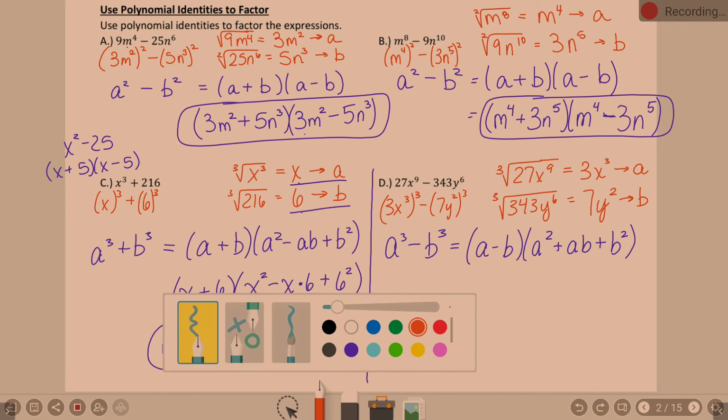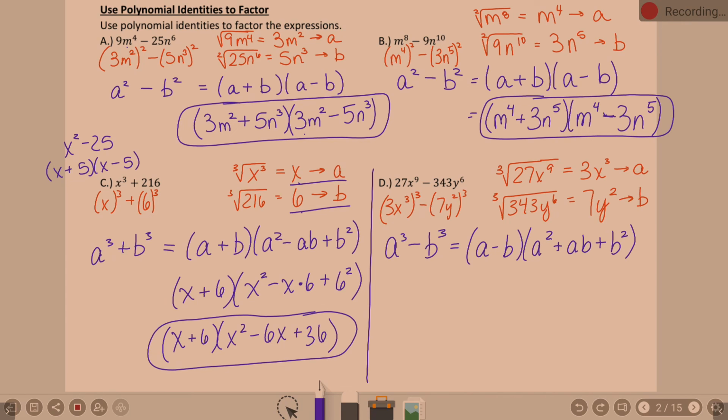Okay? Write your answer. A minus b. What's a? 3x cubed. Minus b. What's b? 7y squared. Okay?